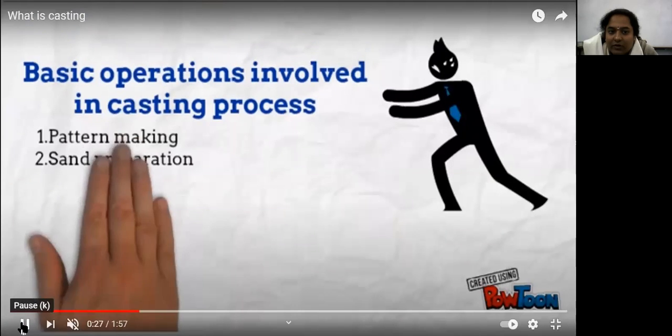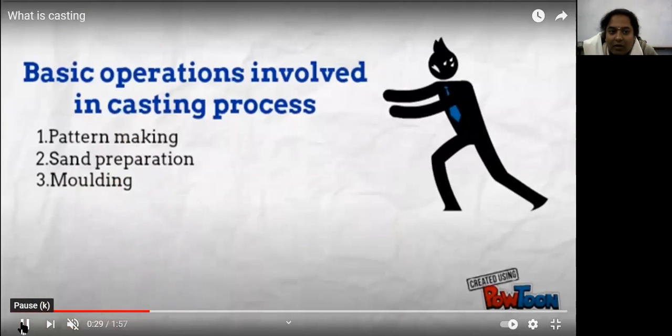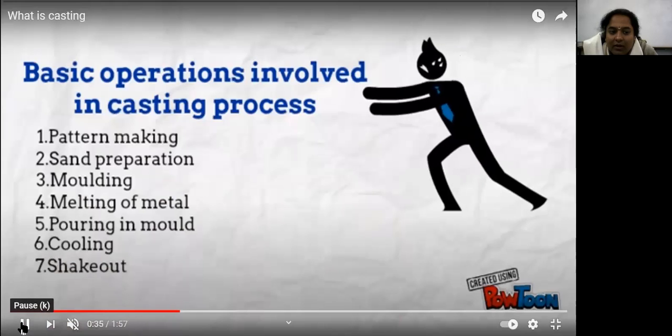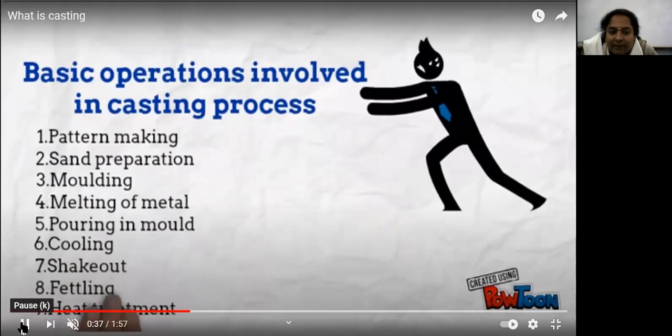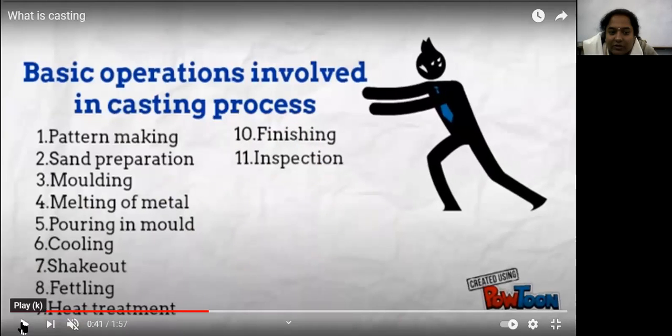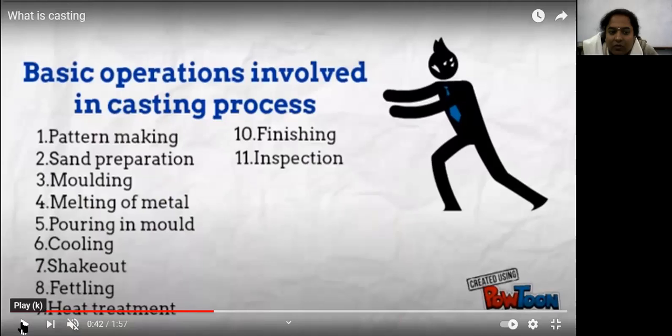Basic operations involved in the casting process are pattern making, sand preparation, molding, melting of metal, pouring in mold, cooling, shakeout, fettling, heat treatment, finishing, and inspection. So these are the 11 different process operations involved in casting. I hope you understood what casting is.